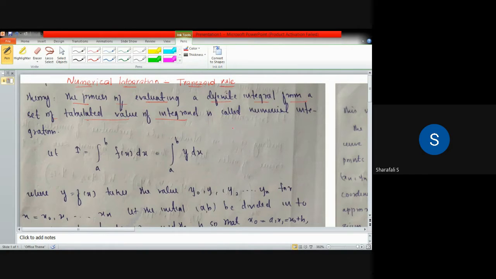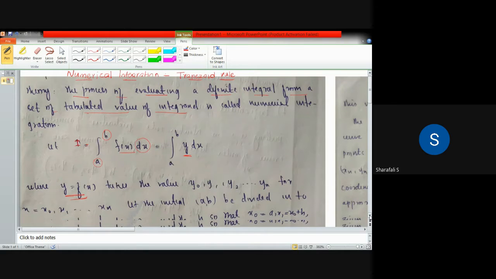It can be defined like this: if you have an integral I equal to integral from a to b, where a is the lower limit and b is the upper limit, of f of x dx. This is the general definition for a definite integral with lower limit a and upper limit b. We can write it as integral a to b of y dx, where y is nothing but f of x.